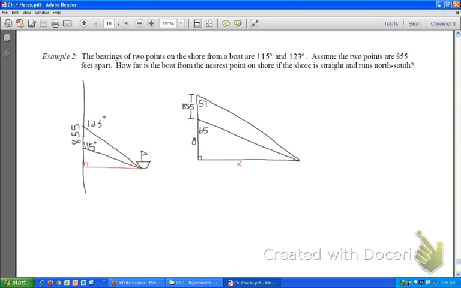So if I'm going to set up a trig function using that big triangle, which angle should I use? 57 or 65? 57. Which trig function can you use with that angle and what you're given? Yep, tangent.